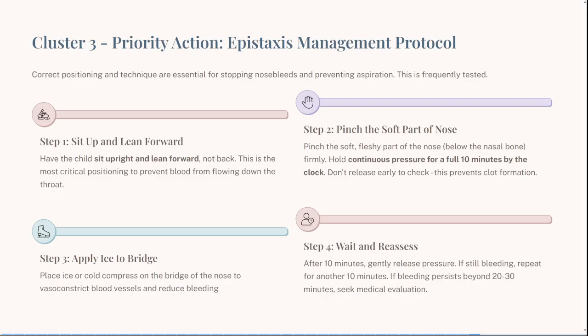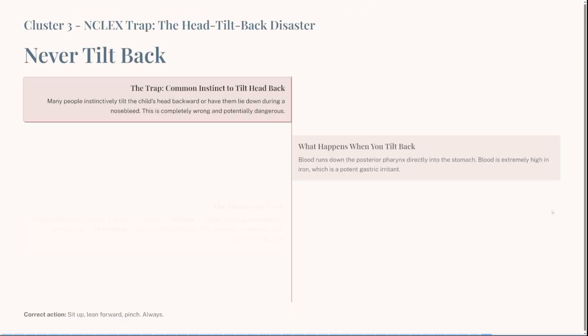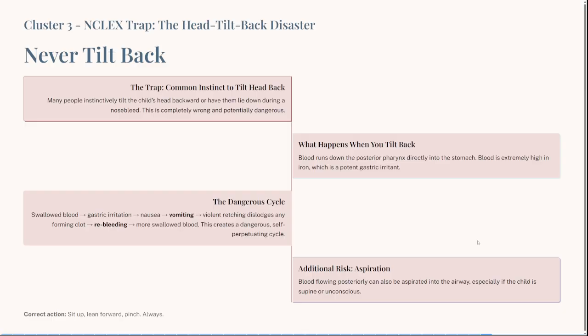And what's the big red flag? The thing you must not do. You absolutely do not let them lean their head back or lie down. And the rationale for that is critical. It's so critical. When you tilt the head back, all that blood just runs down the throat into the stomach. Blood is full of iron, which is a huge gastric irritant. So they swallow enough blood, they get nauseous, they vomit, and that violent vomiting can dislodge any clot that was starting to form. It's a dangerous cycle.